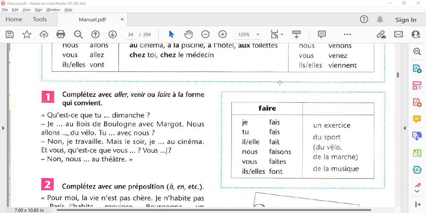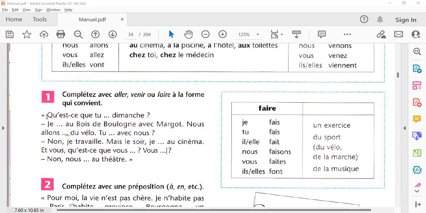Okay, so in order to facilitate other students, I decided to record this section and we are going to do it from the start again. Compléter avec aller, venir ou faire à la forme qui convient. This means complete with the verb aller, which means to go, venir, which means to come, or faire, to do, in the convenient form. So, qu'est-ce que tu fais?